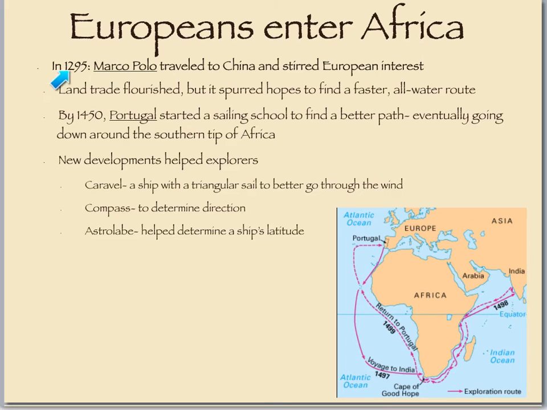Year 1295, an Italian named Marco Polo traveled to China from Italy, from Europe. He went by a land route, and he stirred up interest for the exotic goods that I mentioned in the previous slide. But that was expensive to go by land.